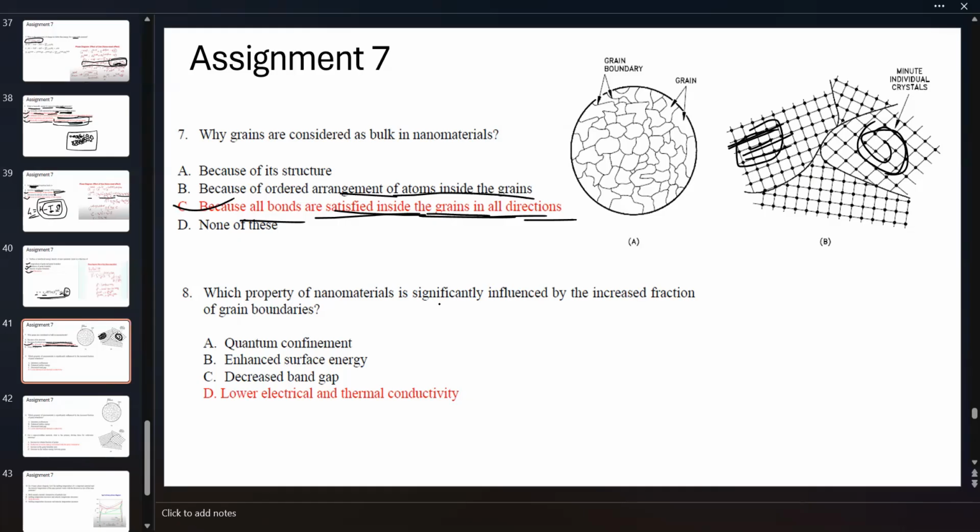Which property of nanomaterial is significant? As you increase the grain boundaries, suppose you have current moving from this direction, as these electrons meet these grain boundaries, they get scattered in different directions. It lowers the electrical conductivity.